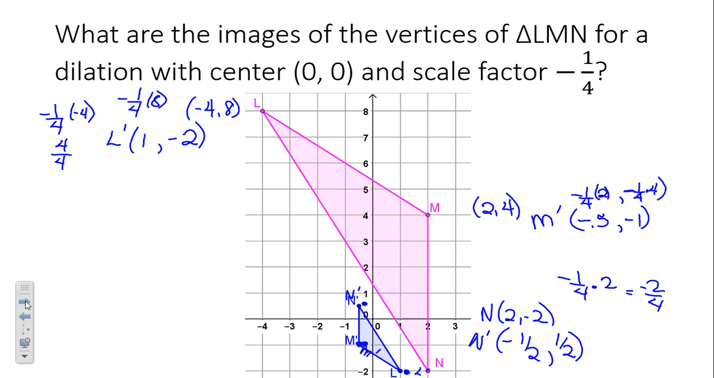Okay? So when you do these negative dilations with the negative K, don't be surprised if it rotates it. That's okay. Okay? It's going to rotate 180 degrees and make it smaller or larger.